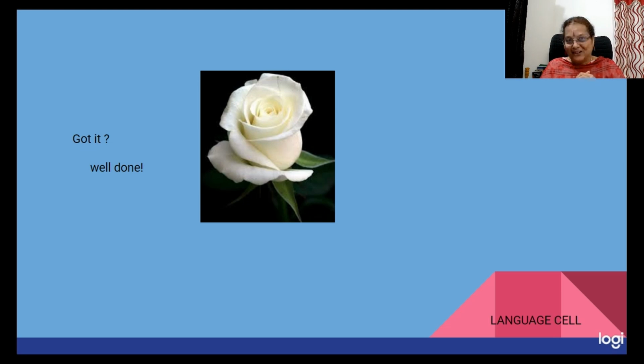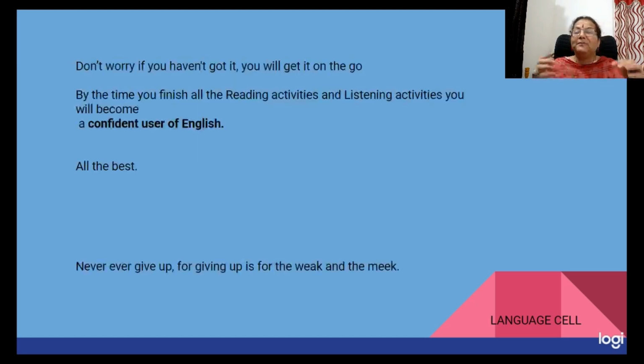Did you get it? If you got it, well done. Please go through it again if you didn't get it. Try and get it. If you didn't get it, no problem. Don't worry, you will get it on the go. By the time you finish all the reading and listening activities, you will become a confident user of English. So keep your cool. If the tenses aren't clear, don't worry. You will get exposure to all these things, and as you get exposure, you will understand more and more. Never ever give up, for giving up is for the weak and the meek. And you're not that. Got it?